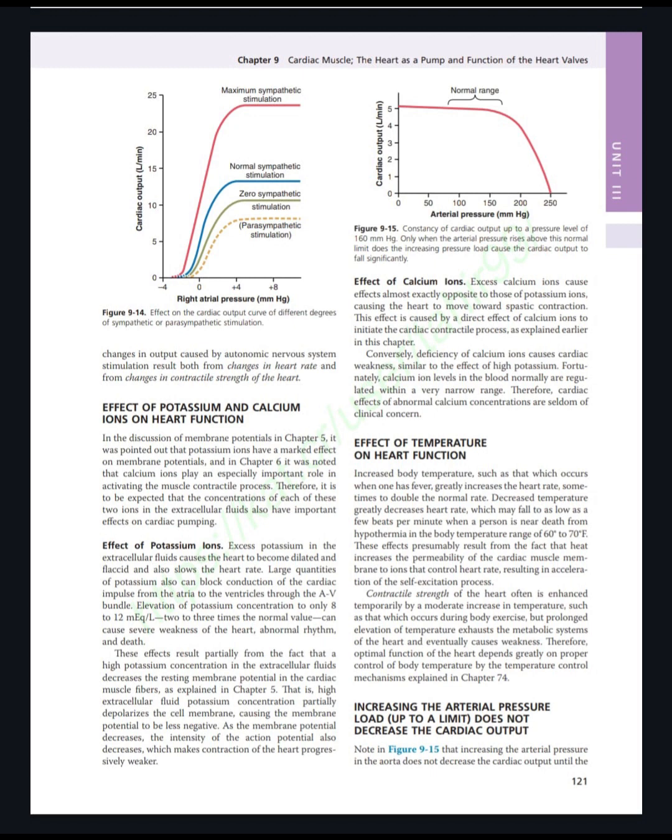Effect of temperature on heart function. Increasing body temperature, such as occurs when one has a fever, greatly increases the heart rate, sometimes to double the normal rate. Decreased temperature greatly decreases the heart rate, which may fall to as low as a few beats per minute when a person is near death from hypothermia. These effects result from the fact that heat increases the permeability of the cardiac muscle to ions that control heart rate, resulting in acceleration of the self-excitation process.